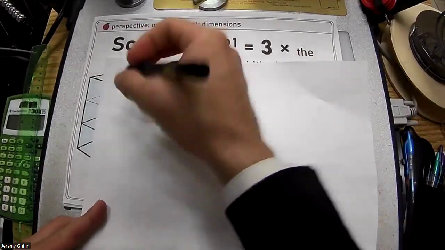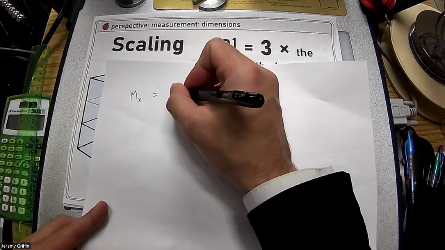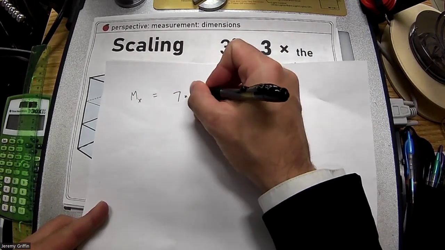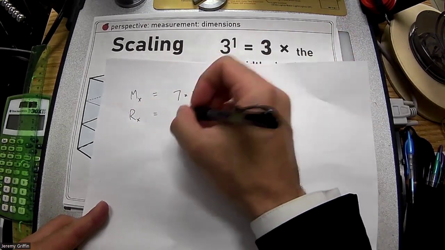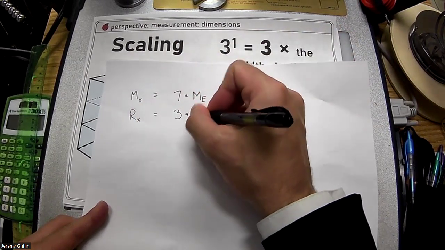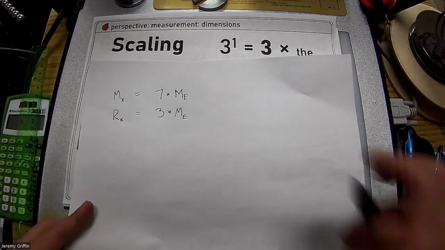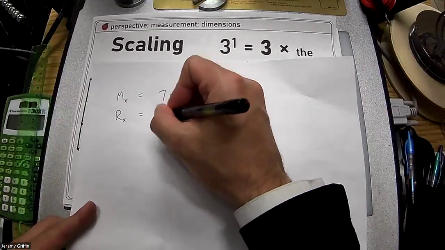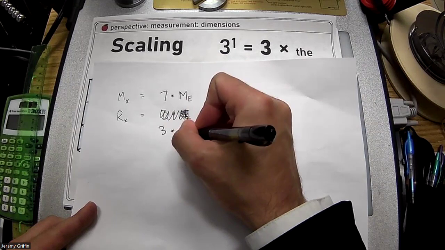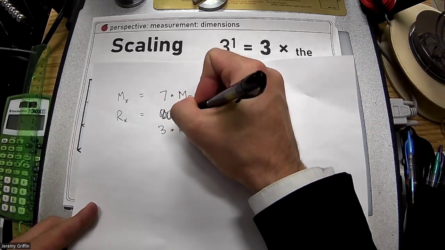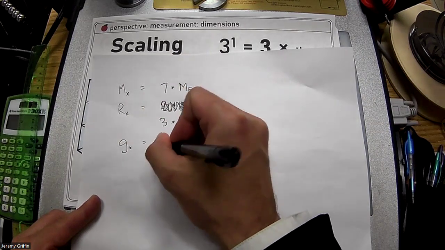Okay, I'm just gonna make up something on the fly here. Let's say the mass of planet X is 7 times the mass of Earth. And let's say the radius of planet X is 3 times the mass of Earth. Radius. Whoops, sorry. Thank you. 3 times the radius of Earth. All right. So the question is, what is the gravity field on planet X?